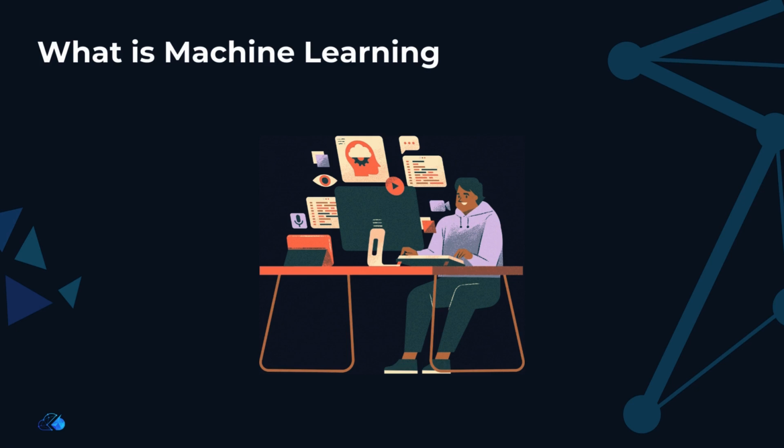Think about how we as humans learn from experience. For example, when a child learns to identify animals, they observe features like size, shape, or color. Over time, they form a mental model that helps them recognize an animal they have never seen before. Machine learning works in a similar way, but with data instead of experiences.